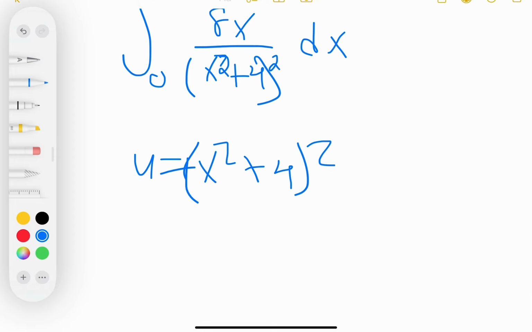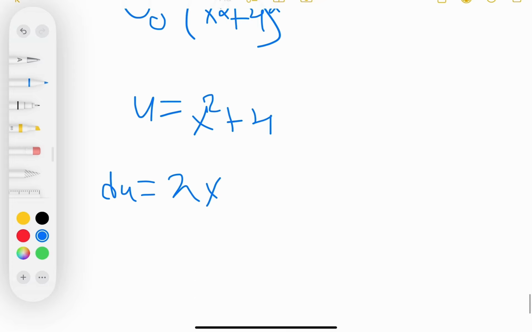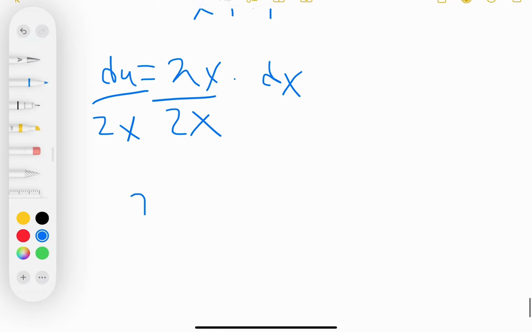Oh, wait, sorry guys, it's just 2x. So du/dx is 2x. What makes our lives a little more complicated is the fact that this doesn't really match up. We have dx right here, and it's going to be 2x right here. So du equals 2x dx.